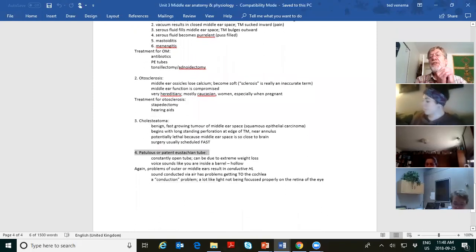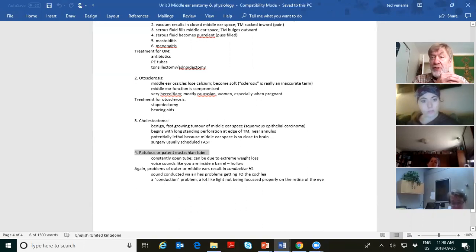The next one, patulous or patent eustachian tubes. Now, this can happen in people who've had chemotherapy for cancer or sudden weight loss. Not most of the time, women who've tried to lose weight too fast or have bulimia, eating disorders, anorexia, and they're not eating. And now your eustachian tube is always open.